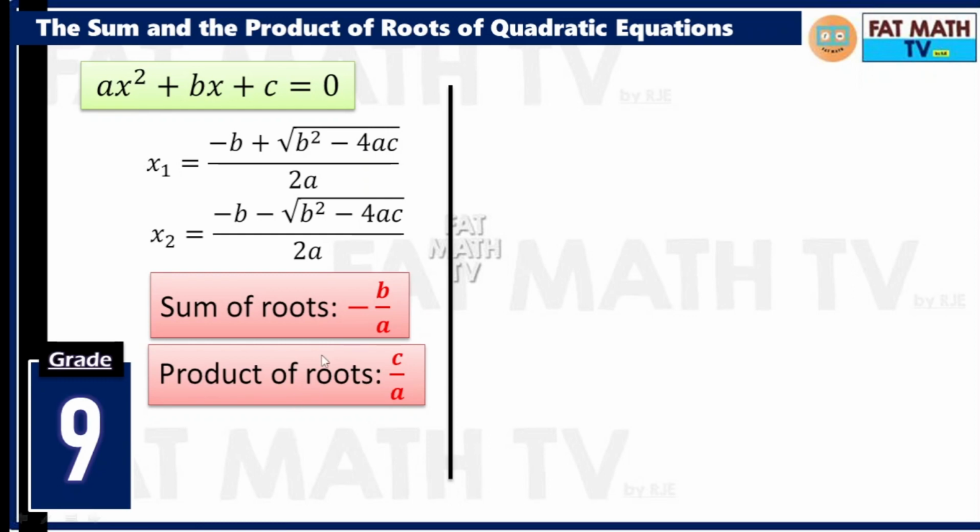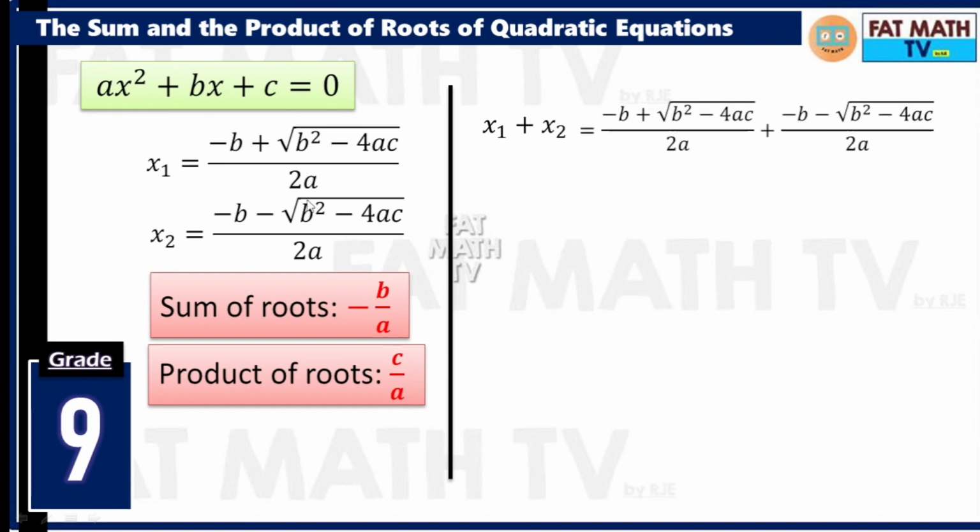So the sum of the roots, as what we have observed, is just the negative of the coefficient of x over the coefficient of x squared. Let us verify in this slide that indeed the sum of the roots is negative b over a. So here we have the roots x sub 1 and x sub 2. If we add them, we will have negative b plus square root of b squared minus 4ac over 2a plus negative b minus square root of b squared minus 4ac over 2a.